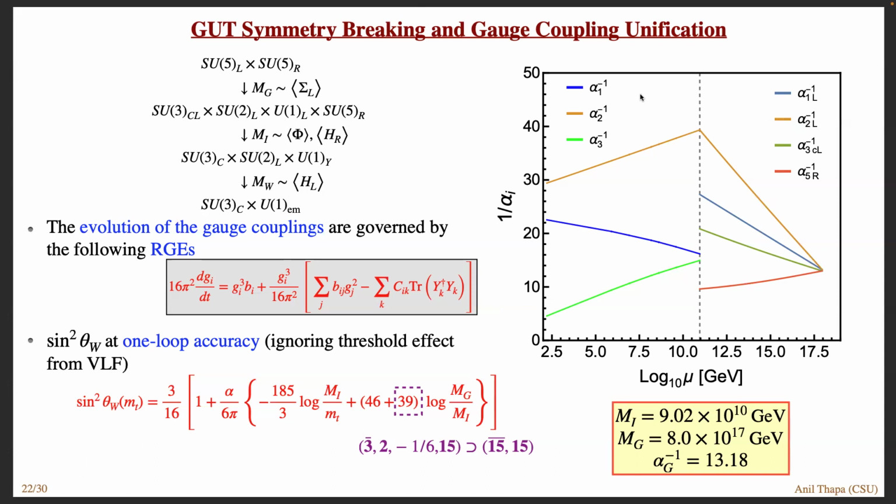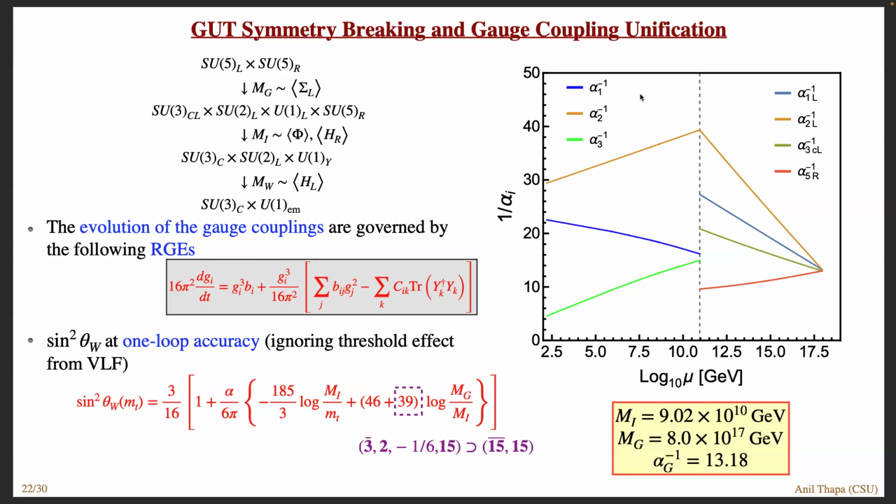Good. Then this breaks to the standard model, and then H_R breaks the standard model to U(1)_em. The gauge coupling unification can be written by these RGEs, renormalization group equations. The first term is the one-loop contribution, and the second term is two-loop. As you can see, the two-loop term also has contributions from Yukawa couplings.